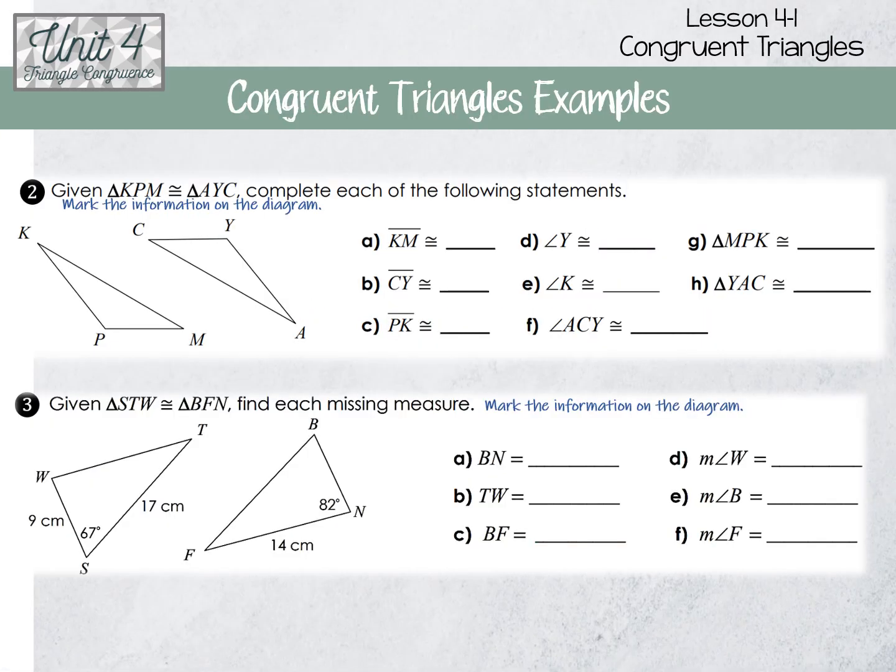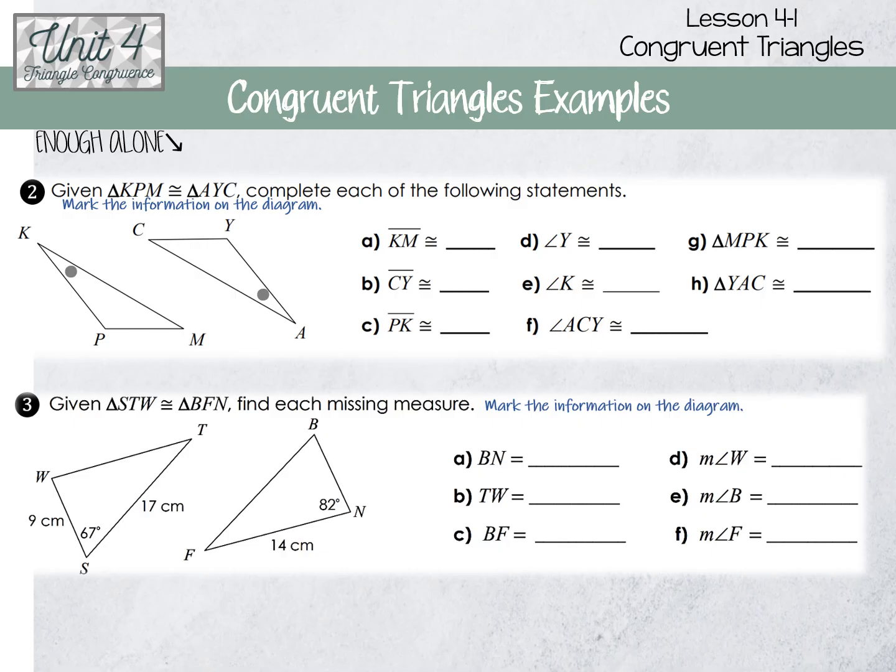Continuing on with congruent triangle examples, we have 1 and 2 here. Number 2, given triangle KPM is congruent to triangle AYC. That alone is enough information to figure out everything in those blanks A through H. But let's mark some things on the diagram if that can be helpful as well.